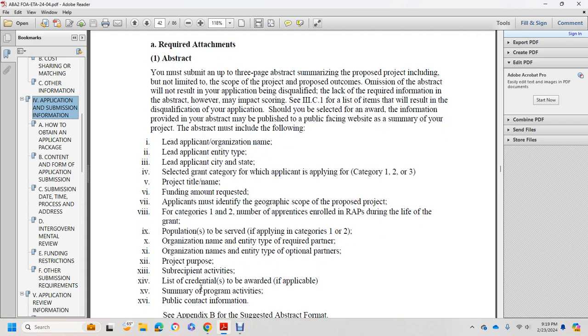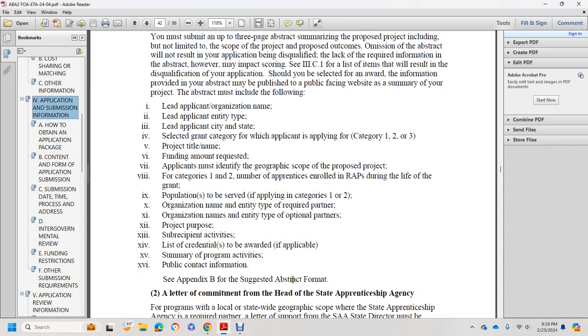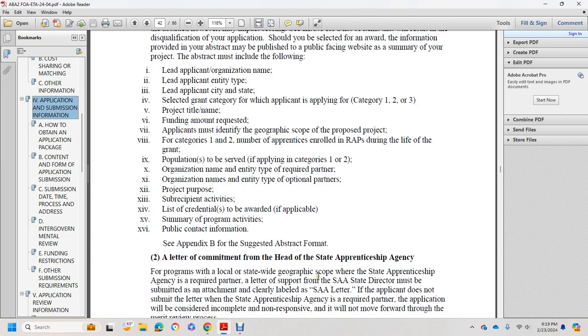Project purposes. Subrecipient activities. List of credentials to be awarded, if applicable. Summary of the program activities. Public contact information. See Appendix B for the suggested abstract format.